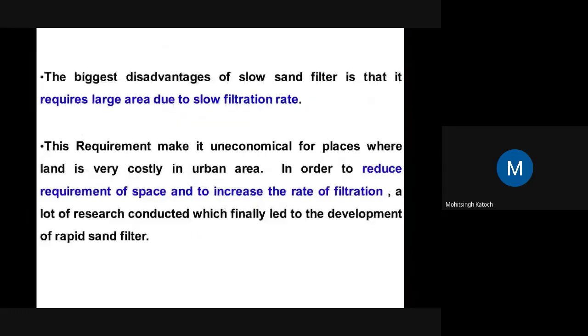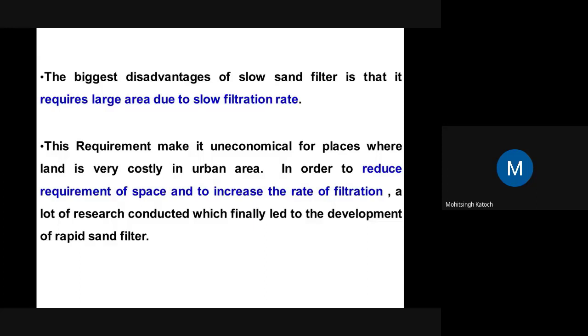But before that, the biggest disadvantage of slow sand filter is that it requires very large area due to slow filtration rate. I told you the filtration rate is around 100 to 200 liters per hour per meter square of available area, and the rate of filtration of rapid sand filter is 3000 to 6000 liters per hour per meter square area available. This large area requirement makes it uneconomical for places where land is very costly, in urban areas.